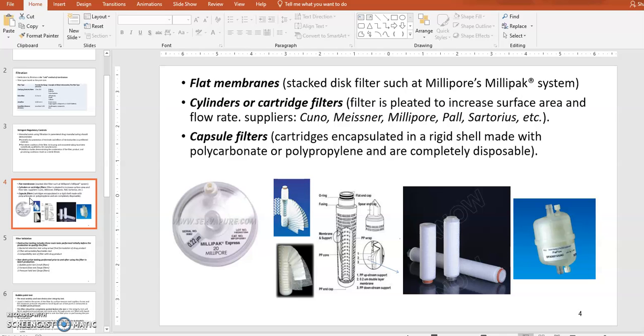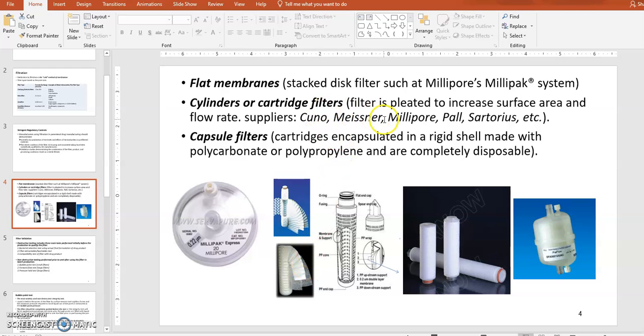And if you look at the filter design, there are different types of filters that have different shapes and structures. Flat filters, so they have stacked disc filters, such as the Millipore Millipak system. We're talking about this. Okay, flat filter. This is the filter disc. You just see its housing. And then cylinders or cartridge filters. Inside of a cylinder like this, there is a pleated filter membrane you can see in there. The reason for the pleating is that by pleating you can have more surface for the filter, so more things will be filtered through the filter surface.